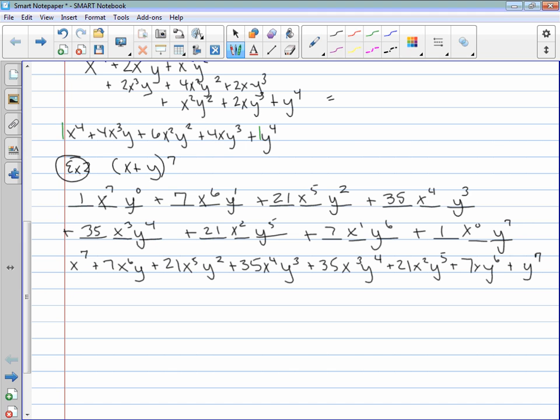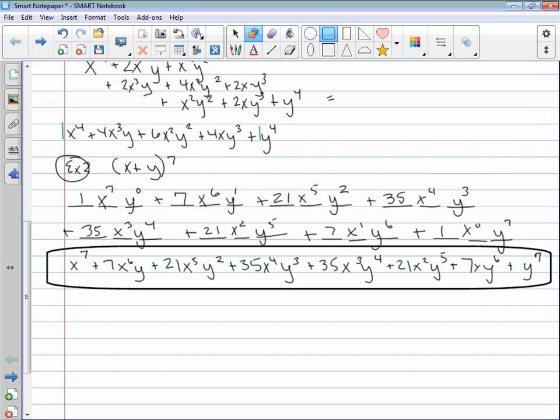Wait, so every time we do this, we have to draw the triangle? I mean, once you draw the triangle once, you shouldn't really have to draw it again. If this question comes on the test, will they give us a triangle? No. That pattern's easy enough to make. You just add this stuff to it.